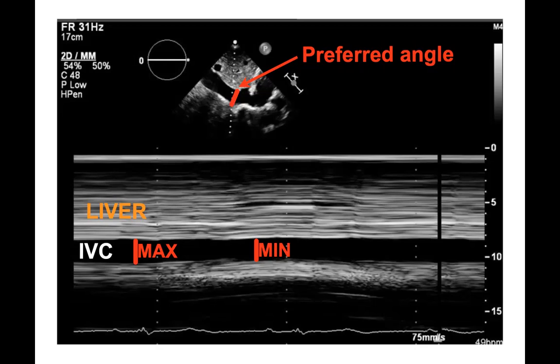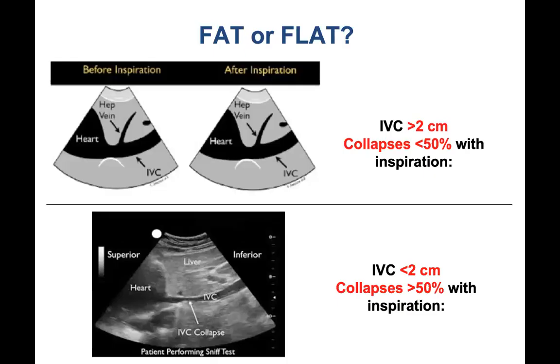So another reason why doing a calculation is not as easy as just qualitatively assessing the IVC is what we'll talk about. Overall, when I do an IVC ultrasound, I'm getting a general gestalt of what I think their volume status is. The question I'm asking is: is it fat or is it flat? Because generally, if it's in the middle, it's less helpful. I can't necessarily get information. But if it's fat, that gives me a lot of information. And if it's flat, that gives me a lot of information.